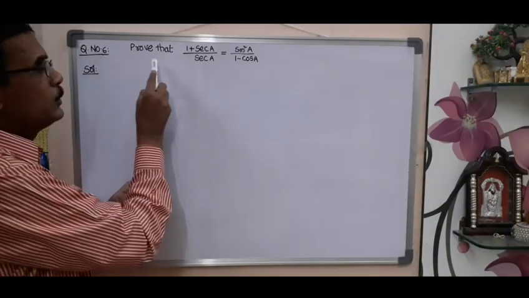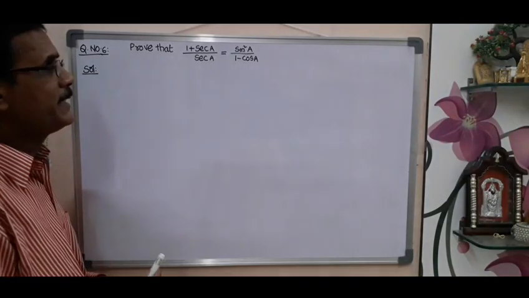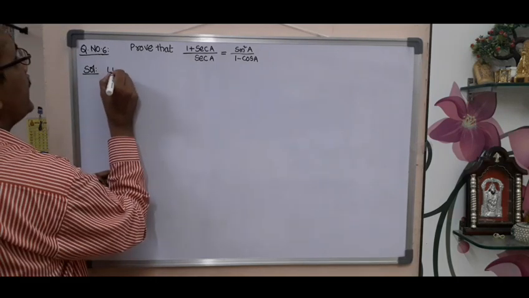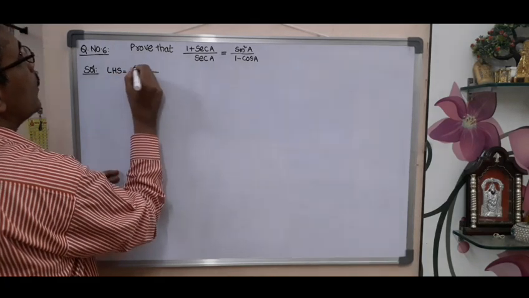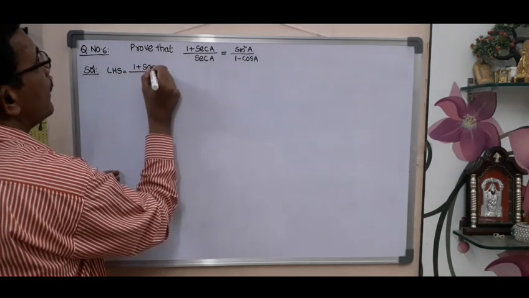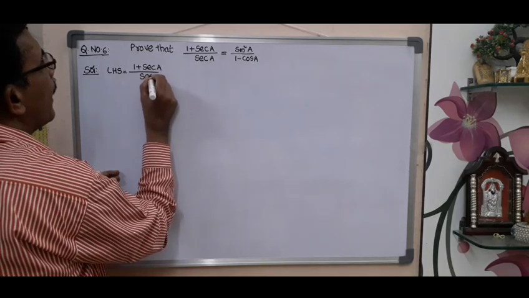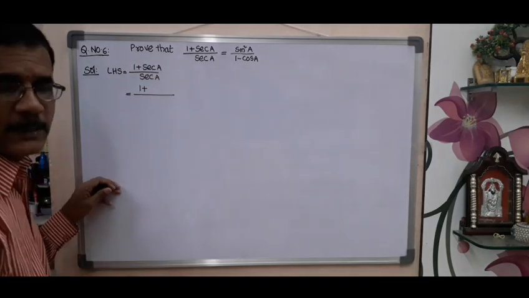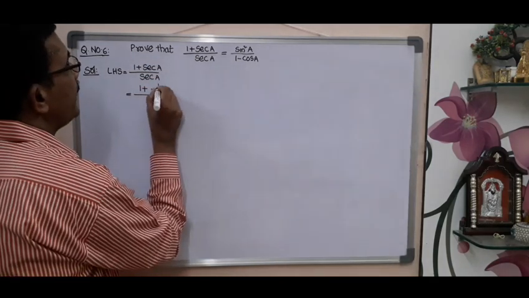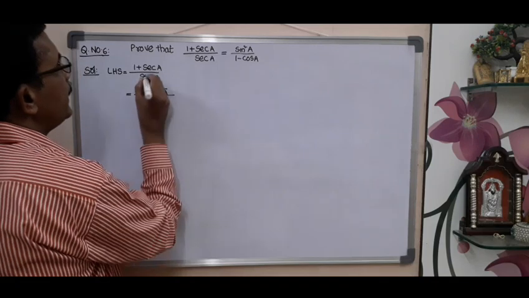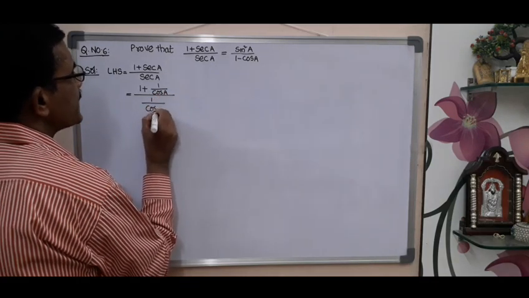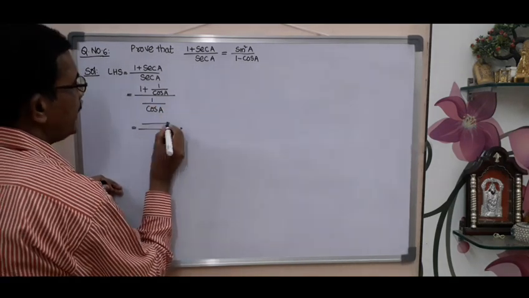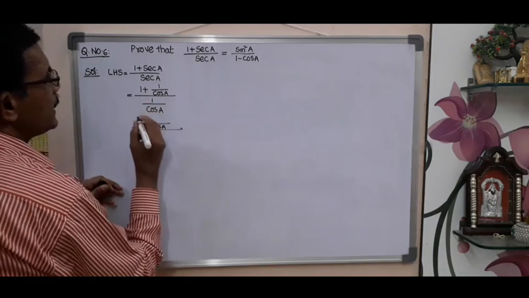Question number 6. Prove that 1 plus secant A by secant A is equal to sin square A by 1 minus cos A. LHS: 1 plus secant A by secant A. Secant is the reciprocal of cos, so I am writing it 1 by cos A. Denominator also 1 by cos A. Now taking LCM in numerator. LCM is cos A.